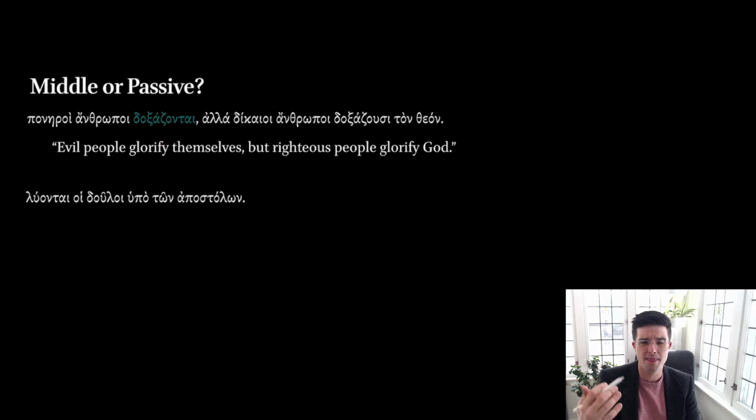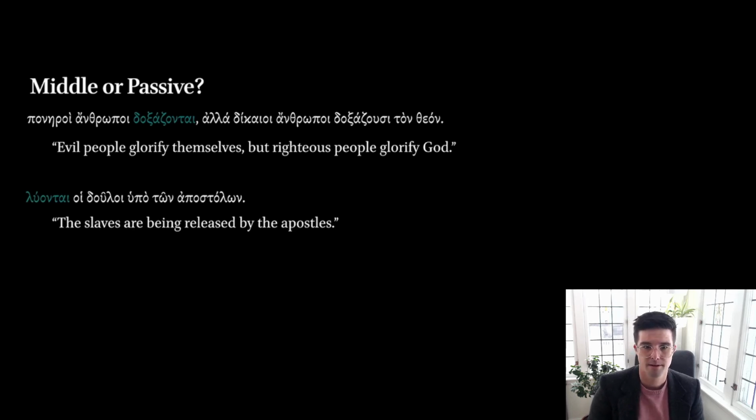Let's see if you can find the middle or passive voice verb by form and determine whether it's middle or passive in this sentence. So the verb in question is luontai. See if that gives you some help. Is this middle or passive? And our translation: the slaves are being released by the apostles. Middle or passive for our verb here.